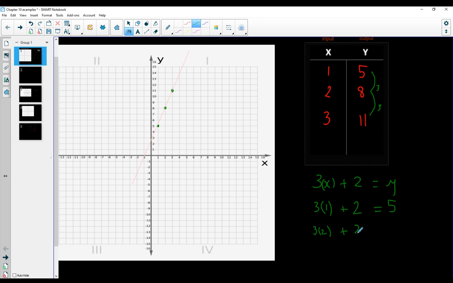So 3 times 2 is 6, add 2 equals 8. And finally, 3 multiplied by 3, or the input value of x, add 2. So 3 multiplied by 3 is 9, add 2 equals 11. This worked for the first 3 values, and therefore we can safely say that this is in fact the expression that represents this graph.